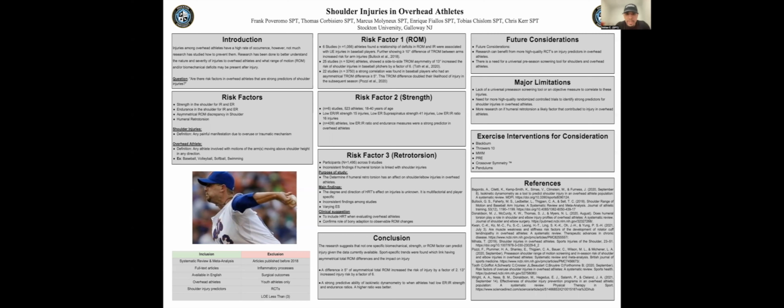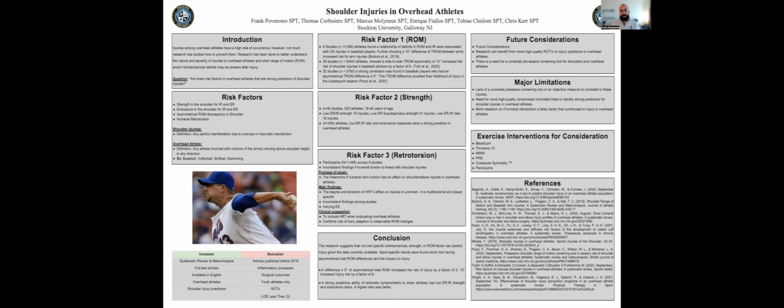And the third risk factor was humeral retrotorsion. The purpose of that study was to determine if humeral retrotorsion had an effect on shoulder injuries in overhead athletes. Some of the main findings were that the degree and direction of the humeral retrotorsion's effect on injuries is unknown. It's also multifactorial and player-specific, with consistent findings among studies and varying effect sizes. We do suggest including humeral retrotorsion when evaluating overhead athletes.